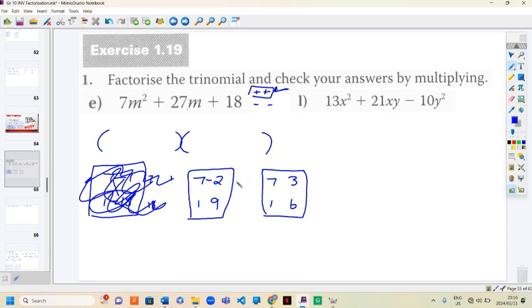7 and 2 is 14. 1 and 9 is 9. What is 9 plus 14? It's 23. So I'm getting close. Not quite there yet, but I'm getting close though.